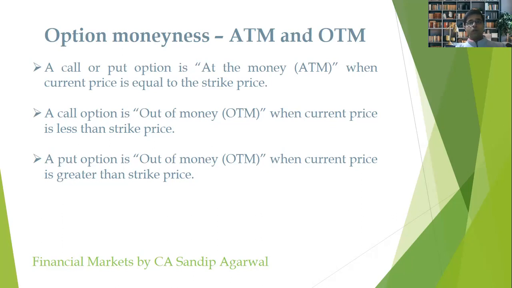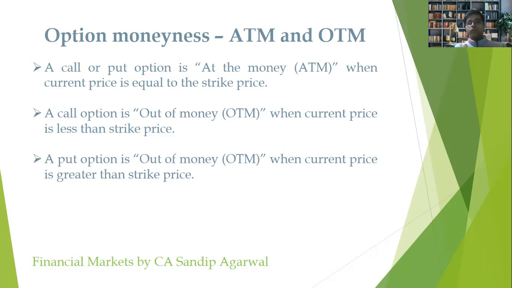A call option will be called out of the money when the current price is less than the strike price. Say if the Nifty futures is trading at 18,000, then the 18,000 call will be called at the money, the 17,800 strike price call will be called in the money, and the 18,200 strike price call will be treated as out of the money. Similarly, a put option will be treated as out of the money when the current price is greater than the strike price. If Nifty futures is trading at 18,000, then the 18,000 strike price put option will be called at the money.